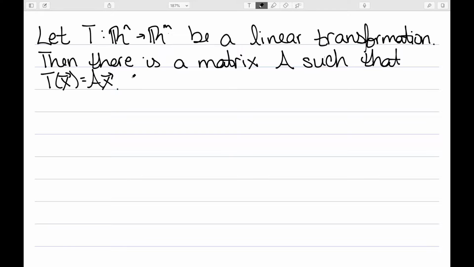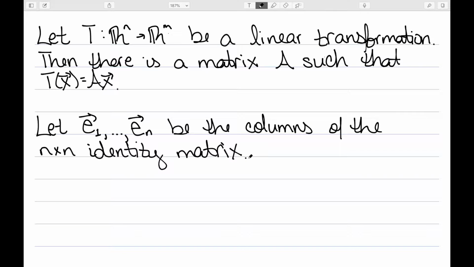In the last video, we defined a linear transformation and showed that matrix transformations were a type of linear transformation. And now we're actually going to take that a step further. If we have a linear transformation T going from Rn to Rm, then there's guaranteed to be a matrix A such that T of x is equal to A of x. So not only can we say that matrix transformations are linear transformations, we can also say that every linear transformation can be defined by a matrix. So these are actually the same thing.